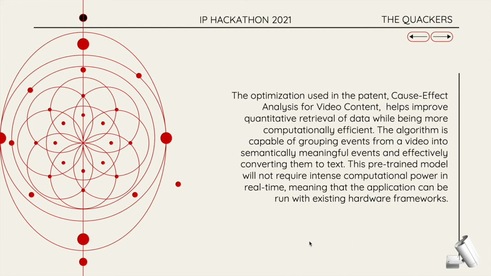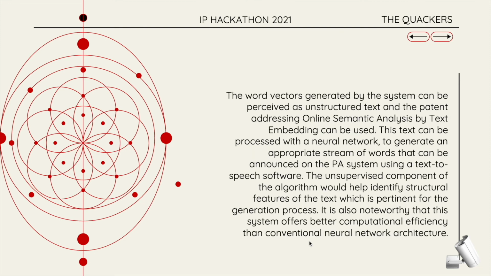So the algorithm we're using unsupervisedly is capable of grouping events from a video and converting it into visual words, which in a simple sense means that it's able to make sense of what the aggressor is doing. The pre-trained model will not require any computational power in real time, meaning that the application can be run with existing hardware frameworks.